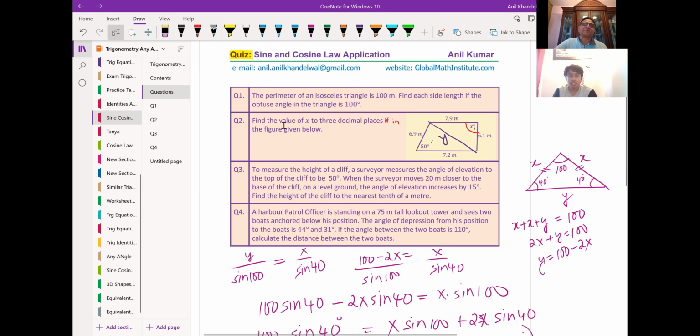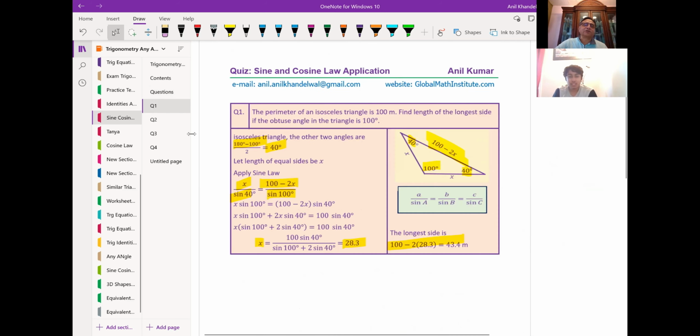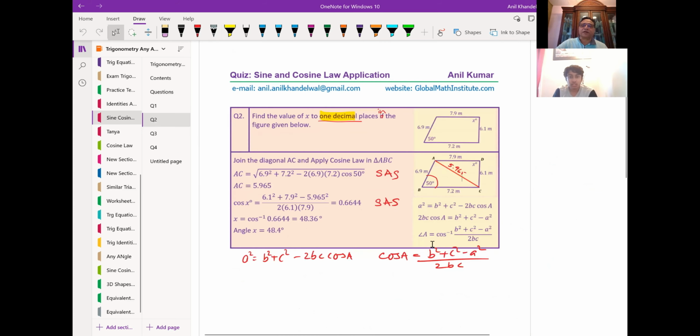From yesterday's knowledge. Let's look into the solution of question number 2 first. We already saw the solution of question number 1. Can you please explain to me the solution of question number 2 from this screen?